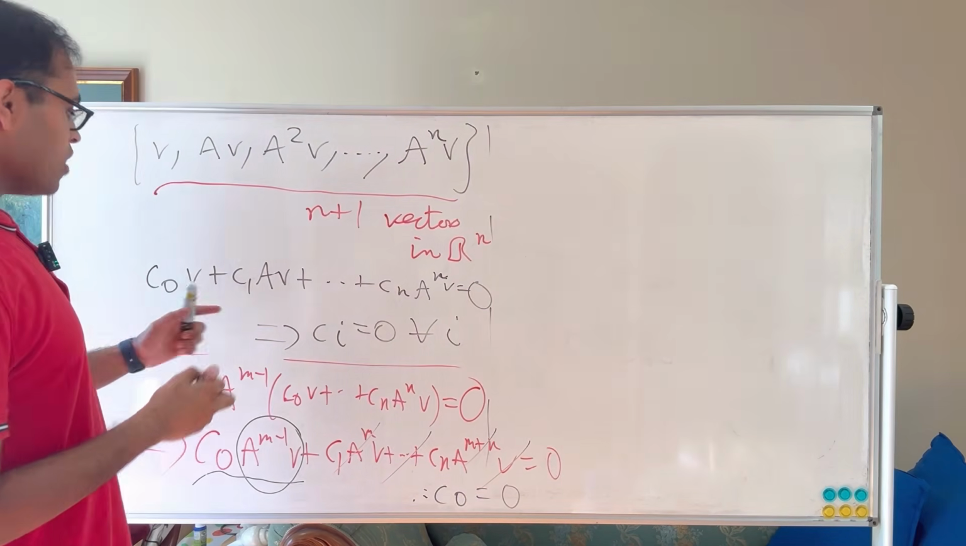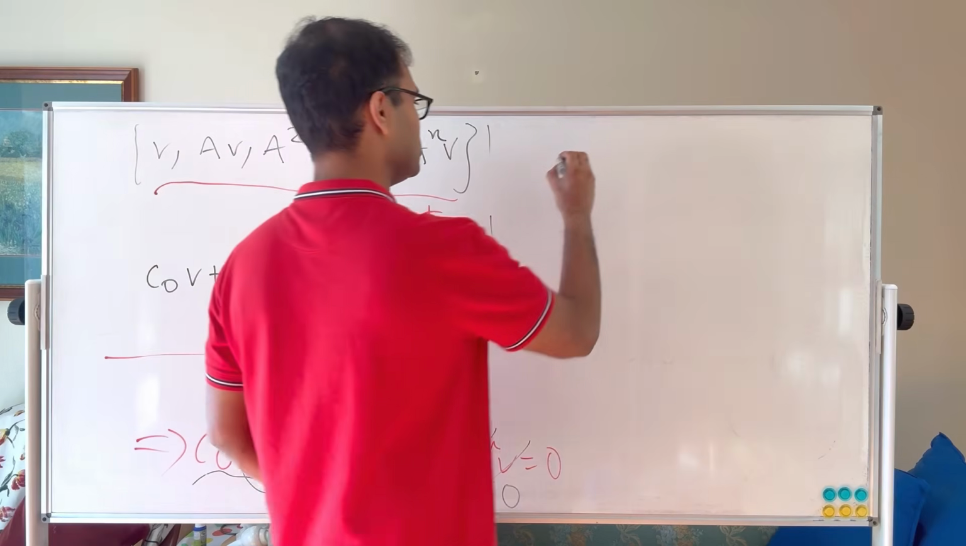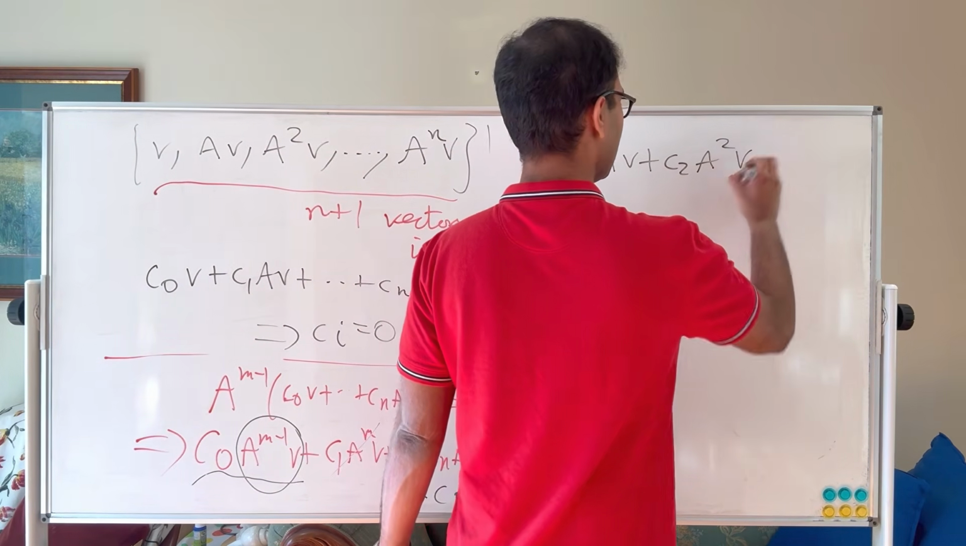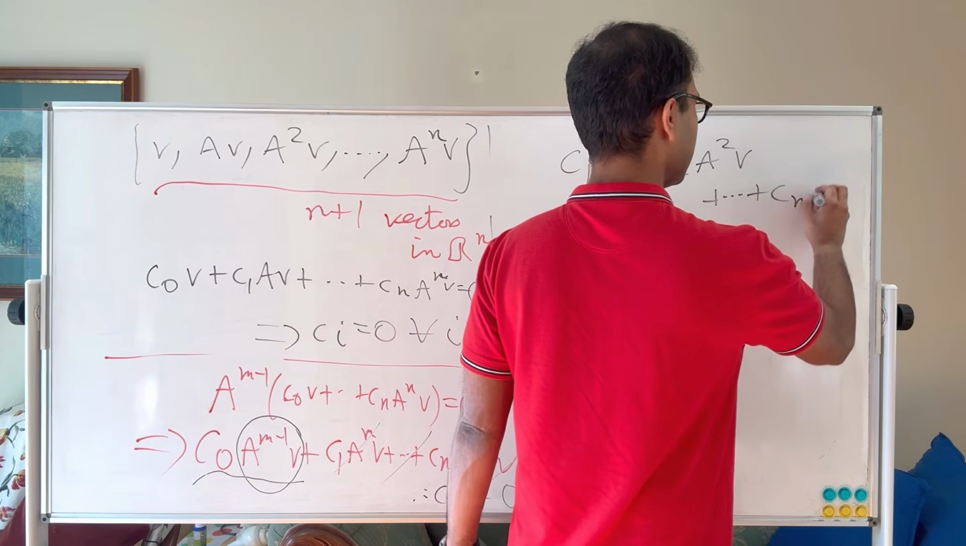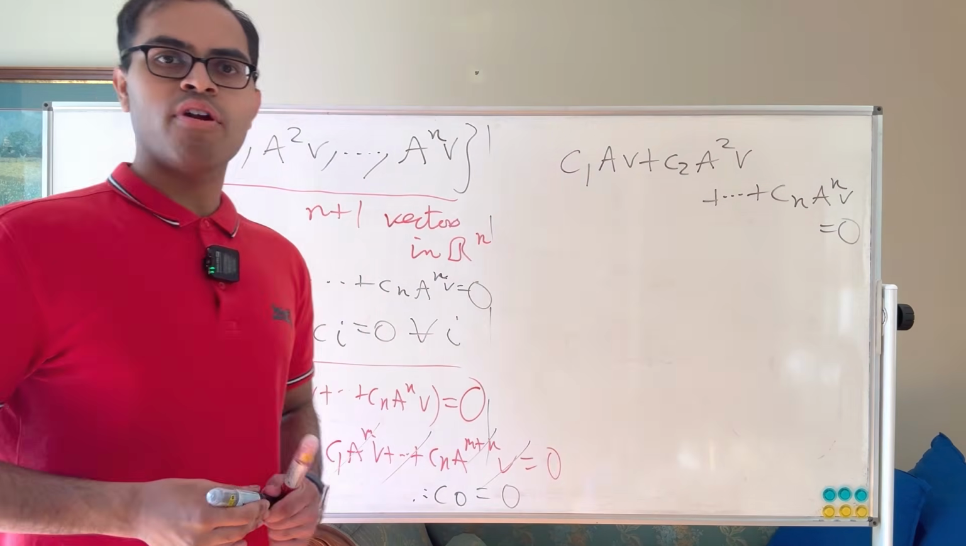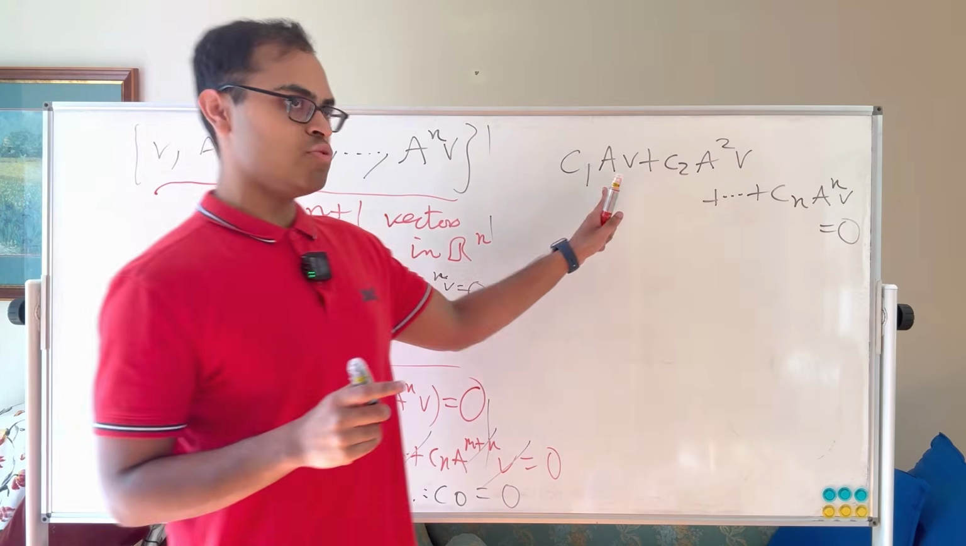Now that we know C naught is 0, our relation is actually C1Av plus C2A squared v plus dot dot dot plus Cn A to the nv is equal to 0. Now let's again apply some power of A. Have a guess, what power of A should we apply to this?